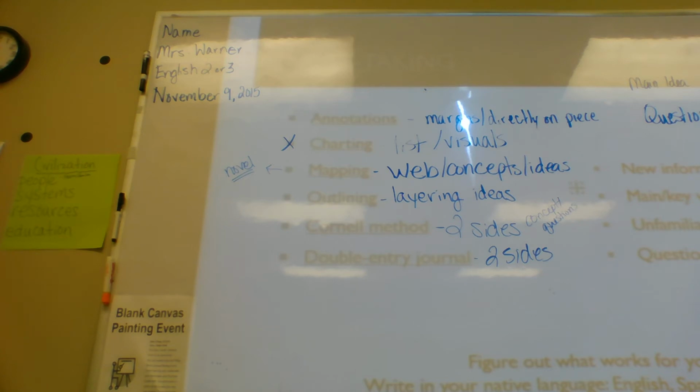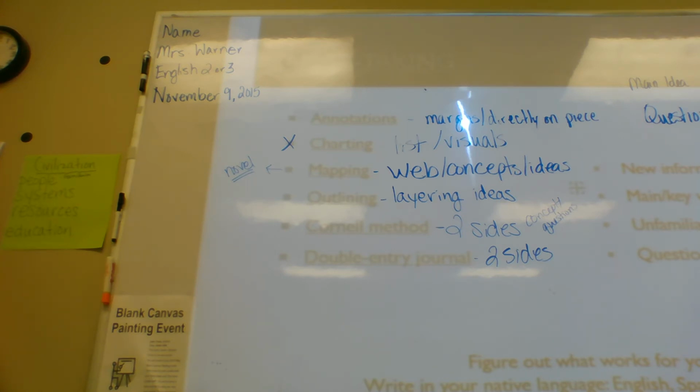You want to have the main idea, and this is when you're annotating, you want to have the main idea over on the left-hand side and any questions on the right-hand side. Why do you think you would separate them like that? So you don't get confused, and so you can make sure that you have answers to those questions. You need answers to those questions. Good.